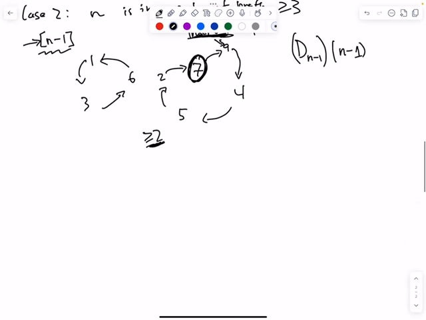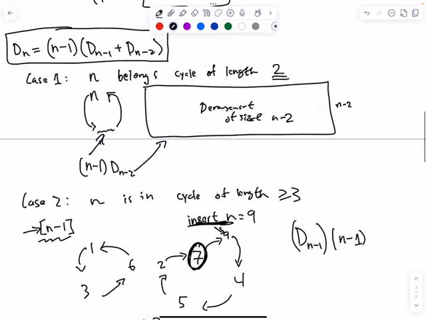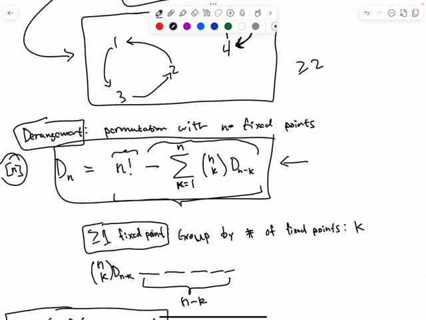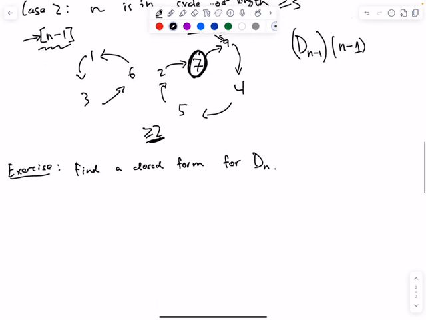Okay, so as a final exercise for you to think about, see if you can find a closed form solution for d_n. I presented you with two recursive formulas for how you would compute d_n, but see if you can think of an explicit closed form solution. This is pretty difficult, and as a hint, you may want to think about using the principle of inclusion-exclusion. Yeah, thank you.